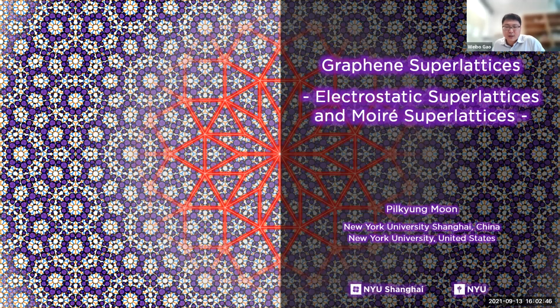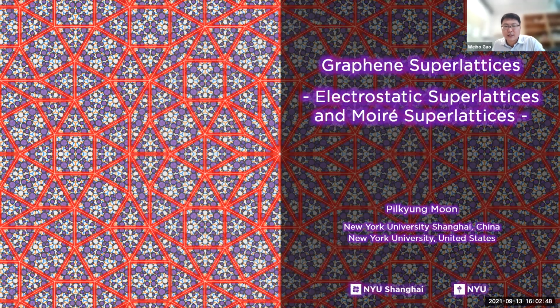Okay, I'm glad to introduce Professor Pilkyung here. Professor Pilkyung is assistant professor at New York University, Shanghai, China. He got a PhD degree in Seoul National University. He's been working on Moire patterns and Moiré Superlattices very early.